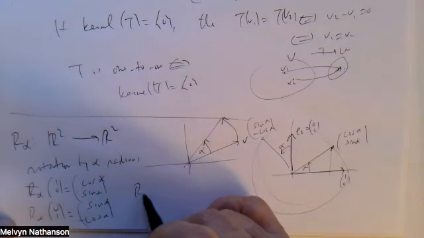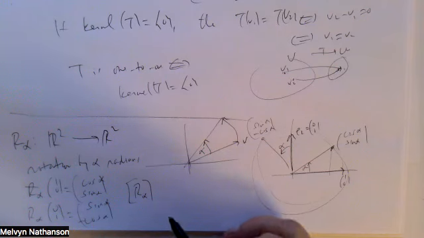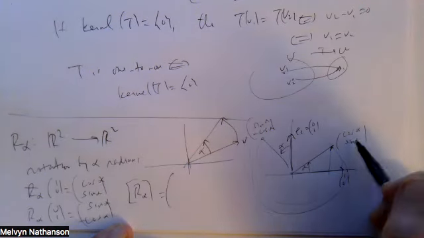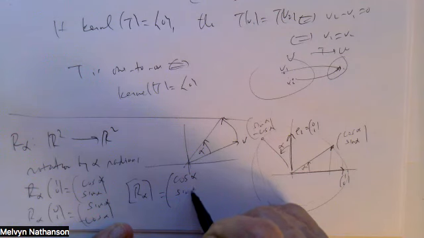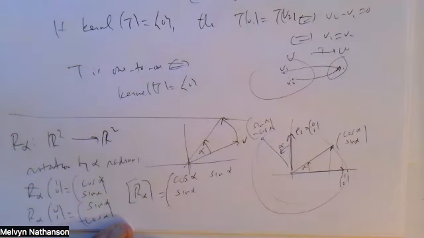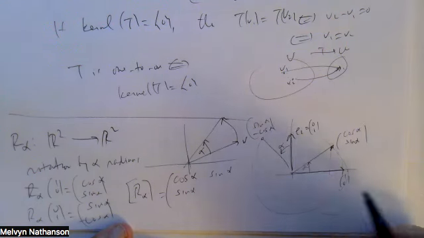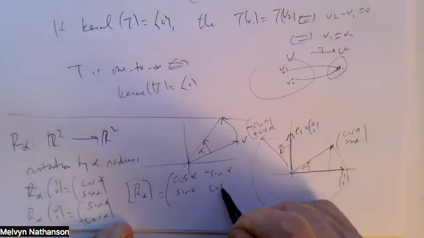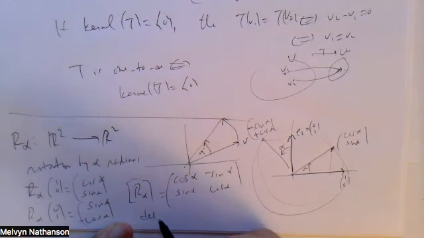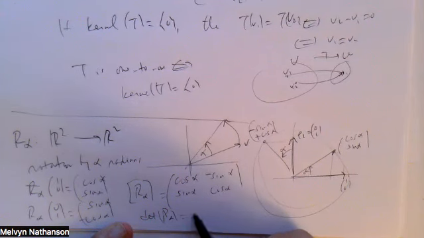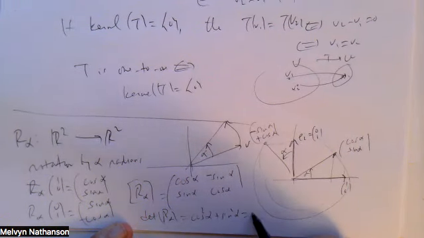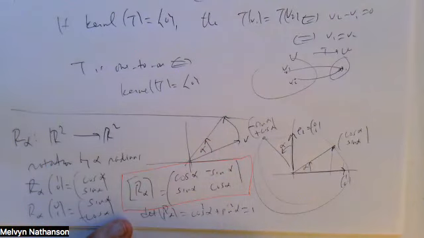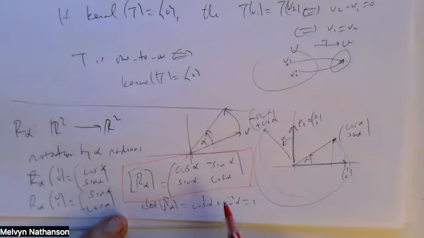So the matrix for rotation by alpha is cosine alpha, sine alpha... Oops, I'm sorry. This is minus sine alpha. Minus sine alpha, cosine alpha. And the determinant of this matrix is cosine squared alpha plus sine squared alpha equals 1. So if you have rotation by alpha radians around the unit circle, that's a linear transformation with this matrix.